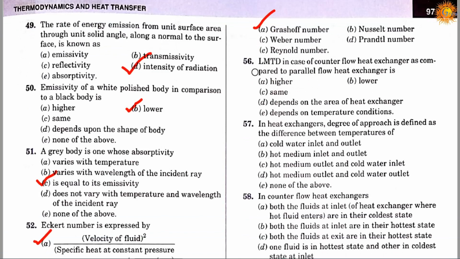Question number 56. LMTD in the case of a counterflow heat exchanger as compared to a parallel flow heat exchanger is: option A, higher; option B, lower; option C, same; option D, depends on the area of heat exchanger; and option E, depends on temperature conditions. So correct answer is A. It will be higher.